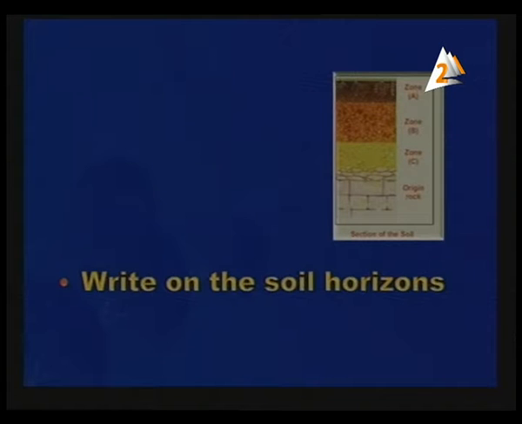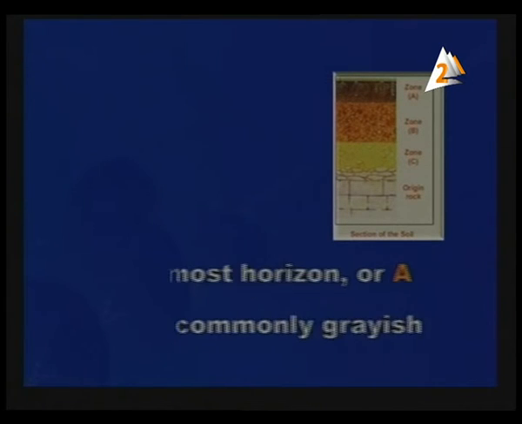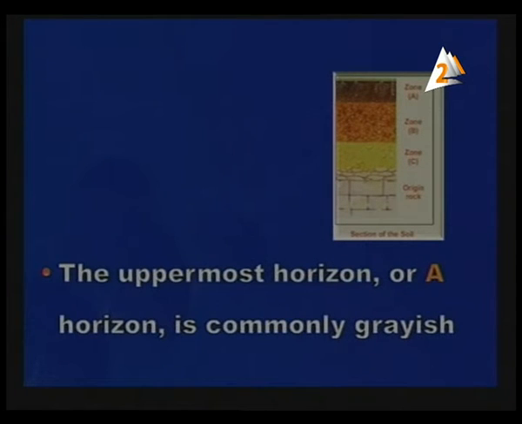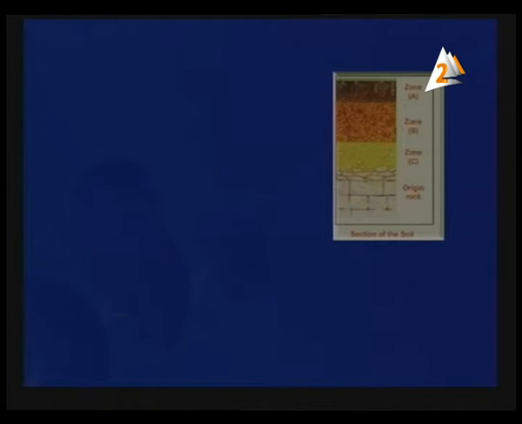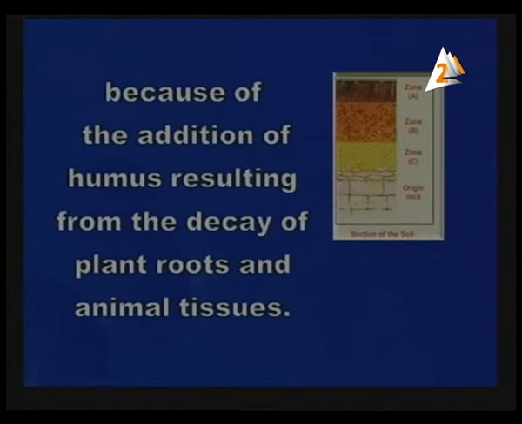Right, on the soil horizons. As you see, my dear students, we have some horizons for the soil. We have the uppermost horizon, which is the A horizon. It is commonly grayish in color, because of the addition of humus resulting from the decay of plant roots and animal tissues.